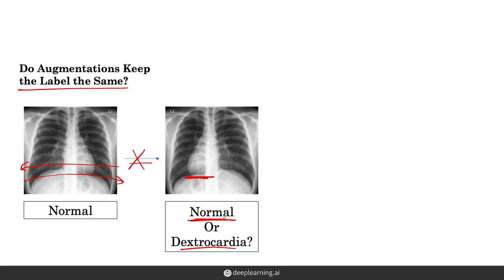The key here is we want the network to learn to recognize images with these transformations that still have the same label, not a different one.